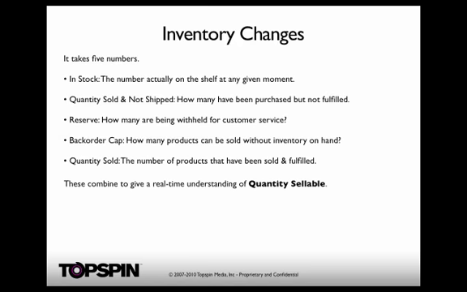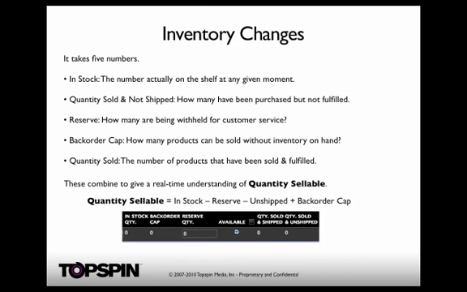These numbers combine to give you a real-time understanding of the sellable quantity. The formula to get to the quantity sellable is very simple. It's your in stock, the number on the shelf at any given point, minus the reserve, how many am I holding out for customer service or for other purposes, minus the quantity sold and not shipped, how many are spoken for by people who have paid, plus the backorder cap. How many can I sell even if I don't have any inventory in hand? Adding those together, we know this is at any given time how many things I can sell.